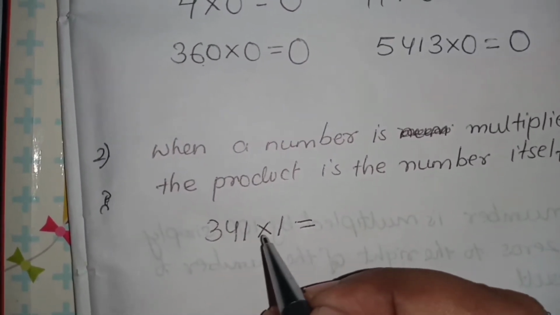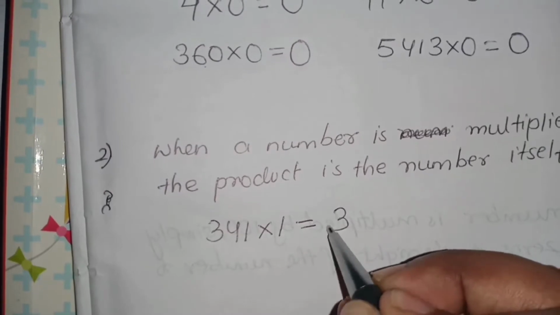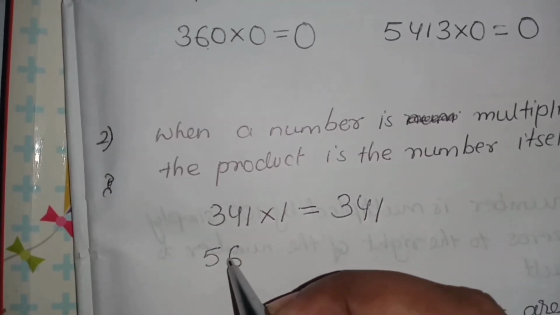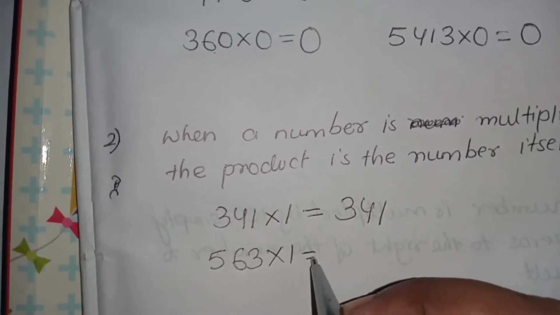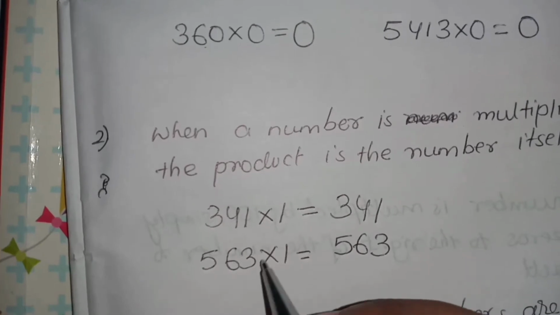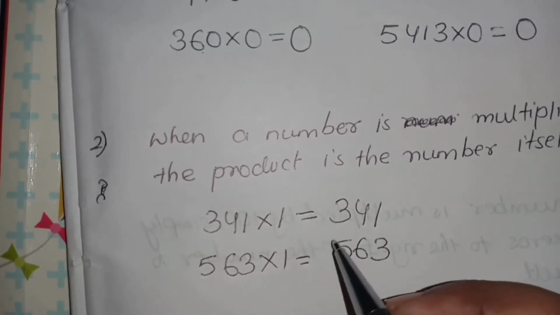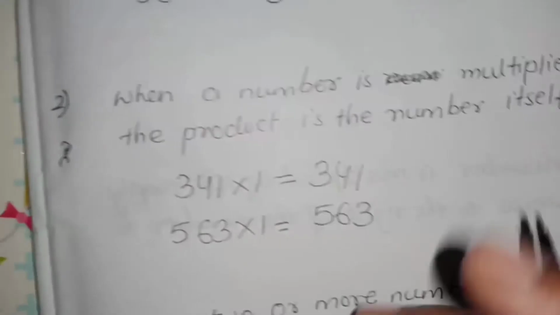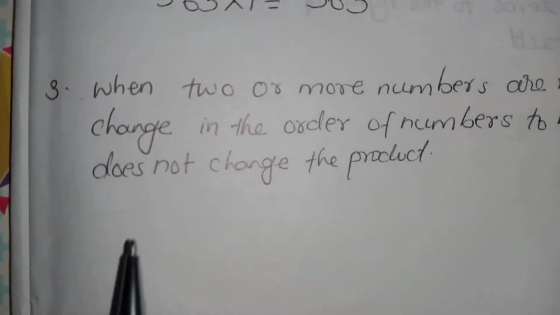So 341 into 1 will be how much? 341 only. 563 into 1, so what will be the product? 563 only. A number multiplied by 1, the product is the number itself. So this property was also easy. Now let's see what is property number 3.